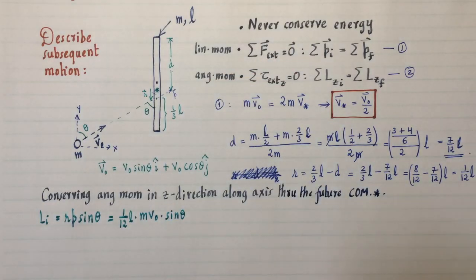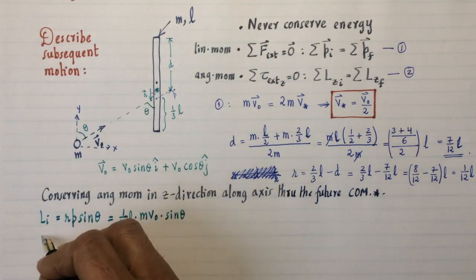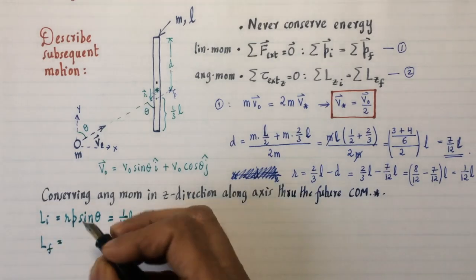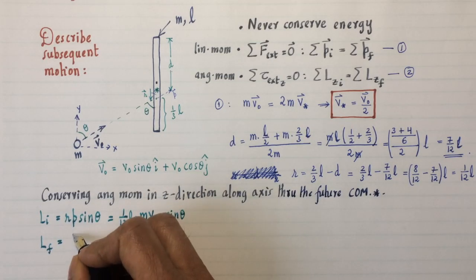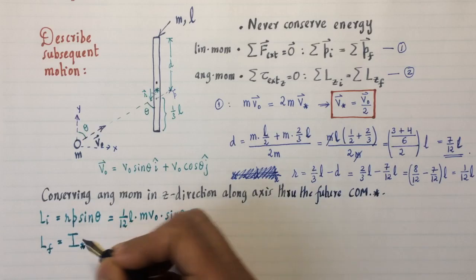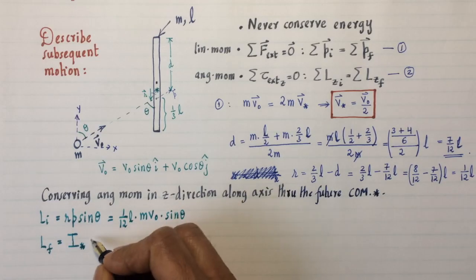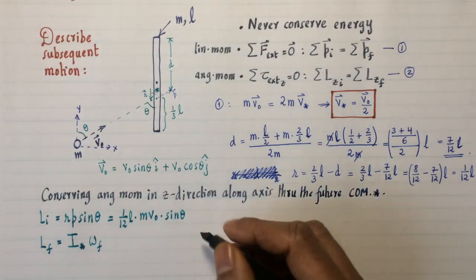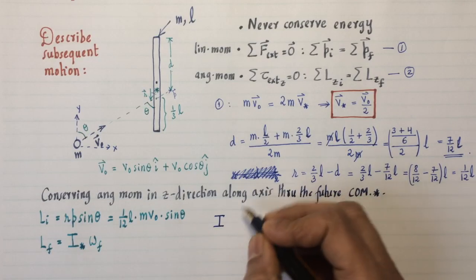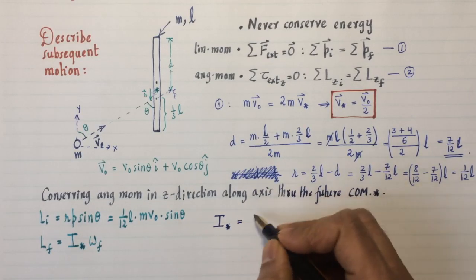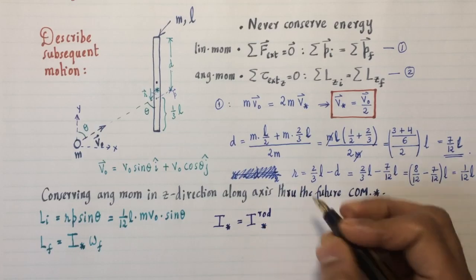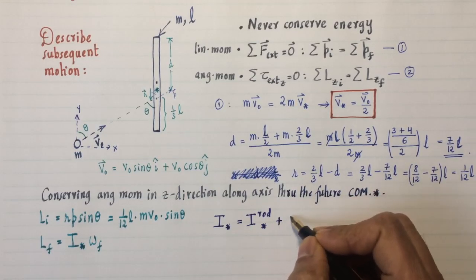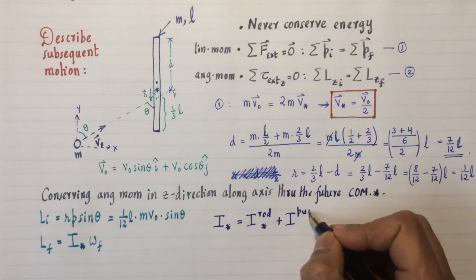So that's good. The final angular momentum, L f, along the z direction, is the moment of inertia of the system about the new center of mass times omega f. So the next big undertaking is to find the new moment of inertia. So let's do that. The moment of inertia is comprised of two parts. One is the moment of inertia of the rod about the new axis, plus the moment of inertia of the puck about that new axis.